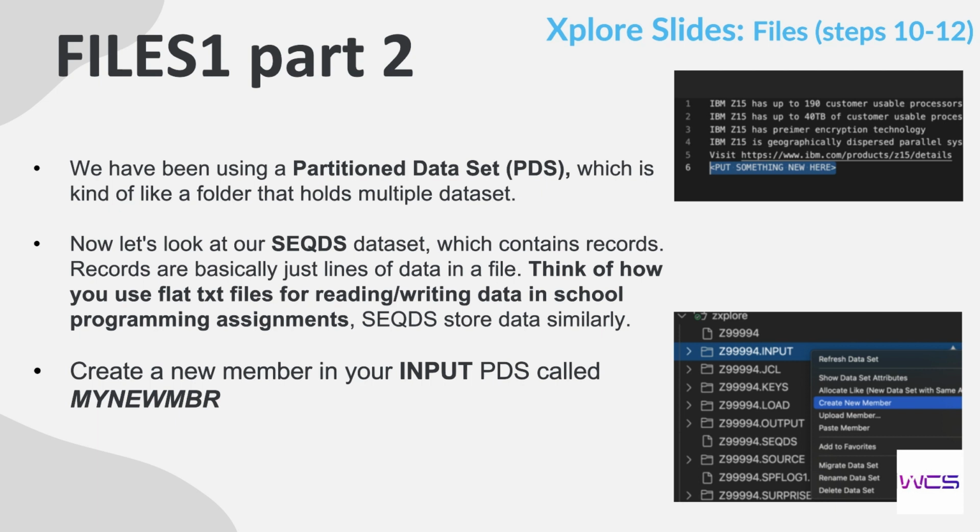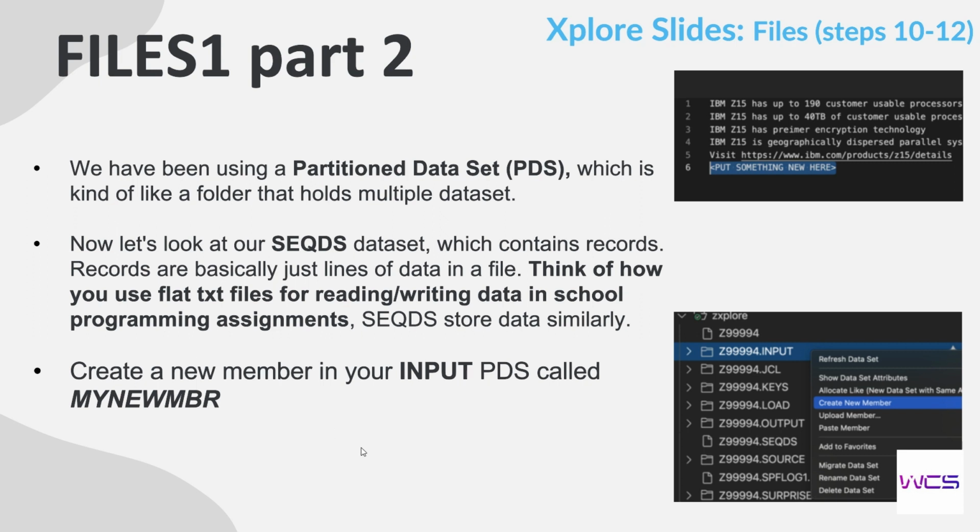Now let's look at a sequential data set, which contains actual records of data. Think about a database. You have all of your tables, so let's say a table is a partition data set, your entities. And then you have a bunch of tuples, a bunch of rows of data. Let's say you have a students table. That's your partition data set, and each student identified by their student ID is a record. It's almost like storing data in a flat file, like you do in school if you have programming assignments where you're reading and writing to files. It's stored similarly.